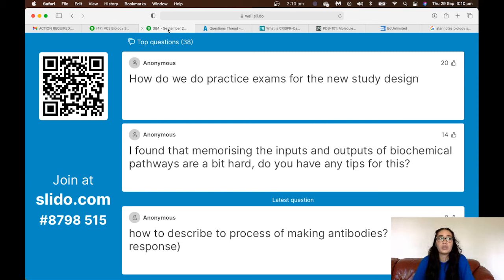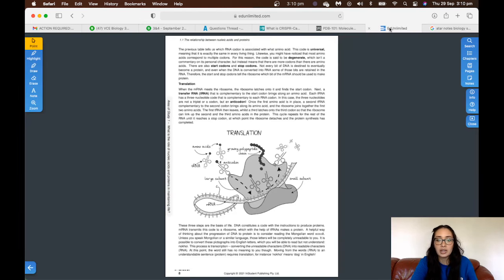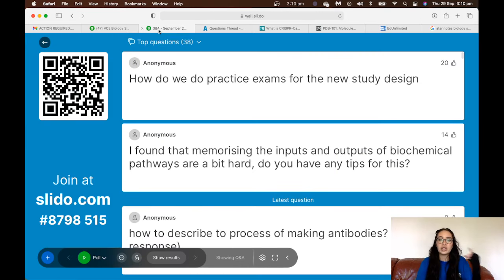But right now, what you should be doing is straight up printing out the study design. If you have a printer with you right now, print it out right now. And then you want to go through each dot point. Just use my Ed Unlimited account if you want here and get summary notes. If you've already got really good notes, don't even worry about it. But you need notes for every single topic.